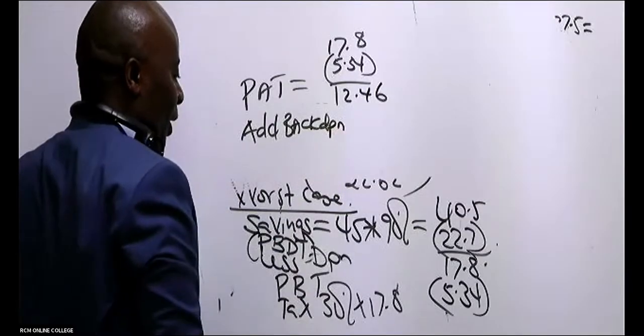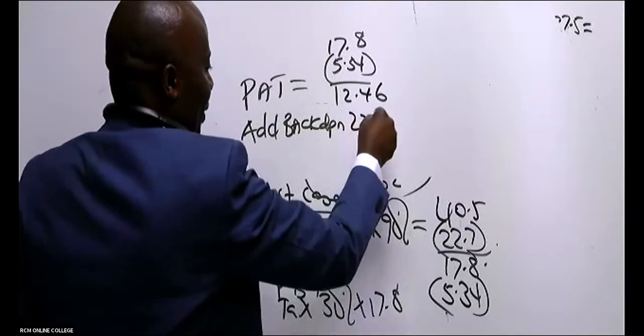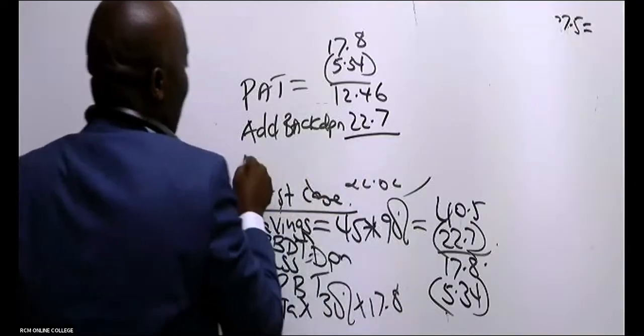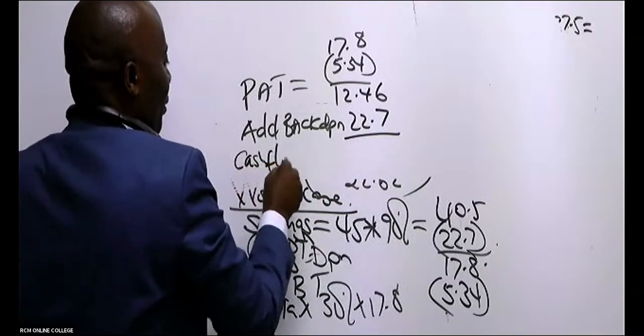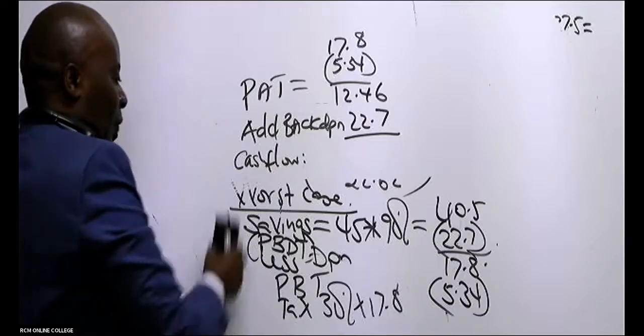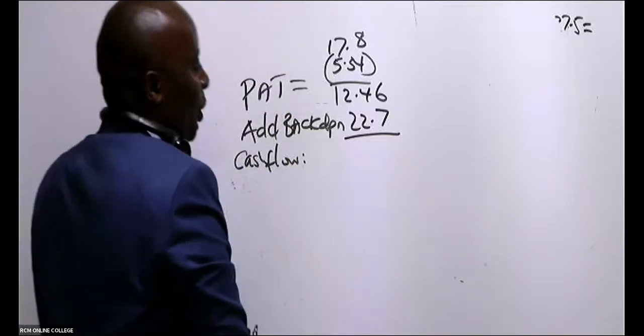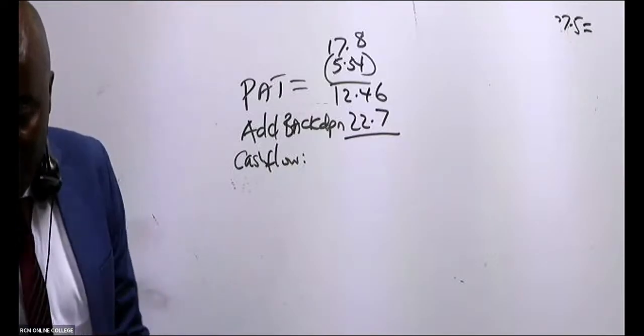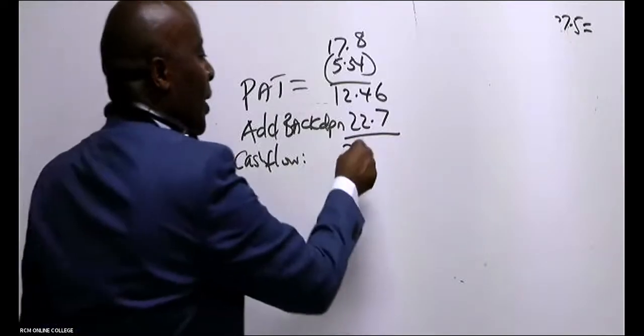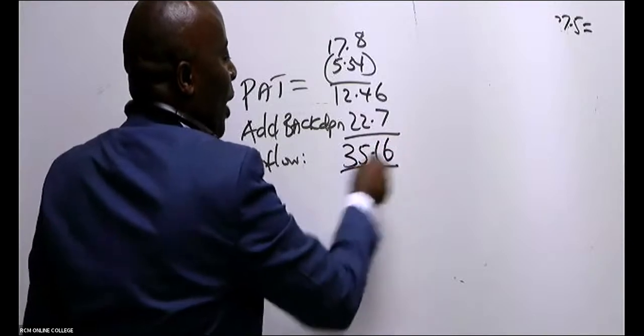And this figure you had actually given it to me, it was 22.7. So come and add back, and then you get your cash flow, which will give us what figure? 35.16. And then you go ahead and now discount.